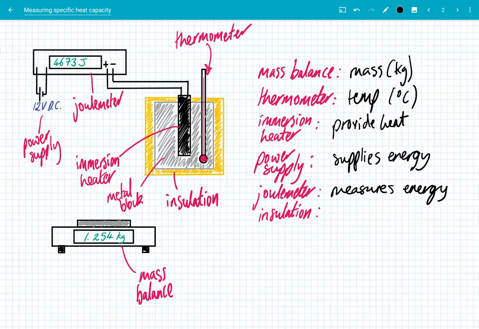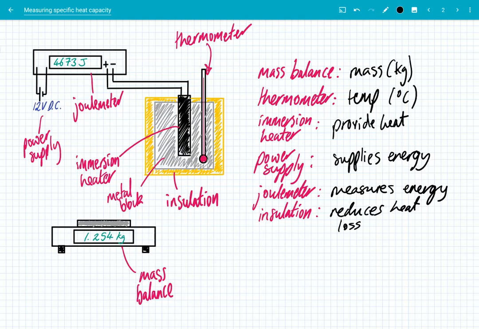And insulation, this is really important. The insulation goes around the metal block that we're going to heat up and it reduces heat loss. We want to make sure that all the thermal energy goes into the metal block and isn't dissipated into the surroundings. So that's our equipment.